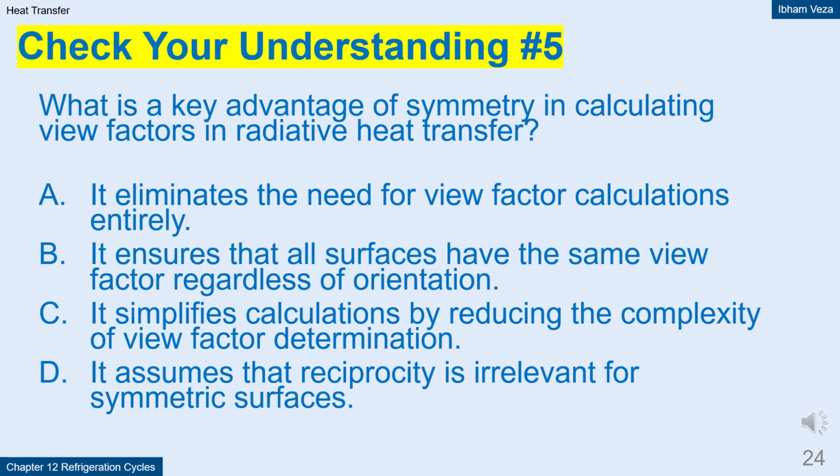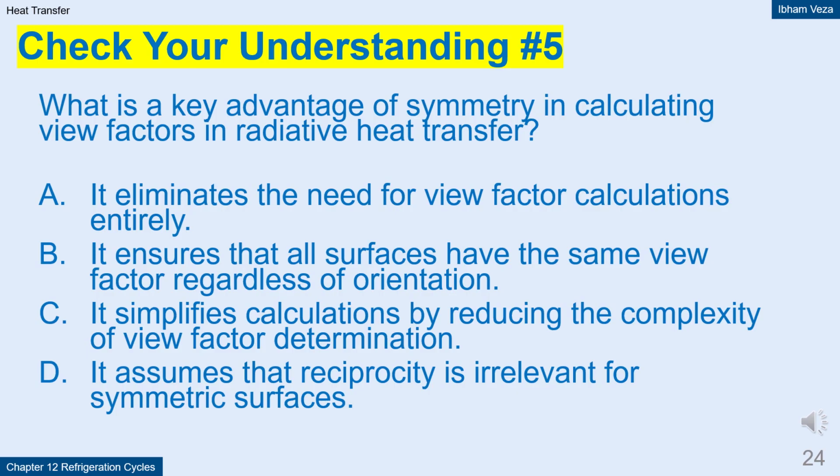Correct answer, C. It simplifies calculations by reducing the complexity of view factor determination. Explanation of incorrect options. A. It eliminates the need for view factor calculations entirely. This is incorrect because view factors must still be calculated, but symmetry simplifies the process rather than eliminating it.